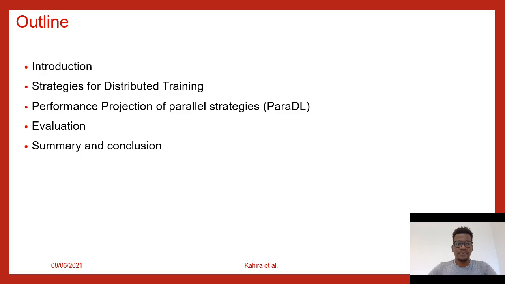In this presentation, I would like to first give a quick outline. I'm going to give a brief introduction of the topic. Then I'm going to talk about the strategies for distributed training of convolutional neural networks. Then I will introduce our oracle, ParaDL, which is what we use for performance projection, and then some evaluation with the experiments we did, and then I will give a summary and conclusion. So let's get to it.